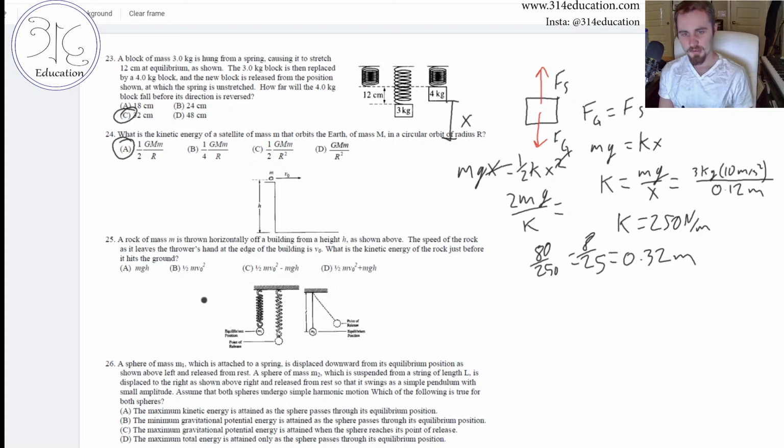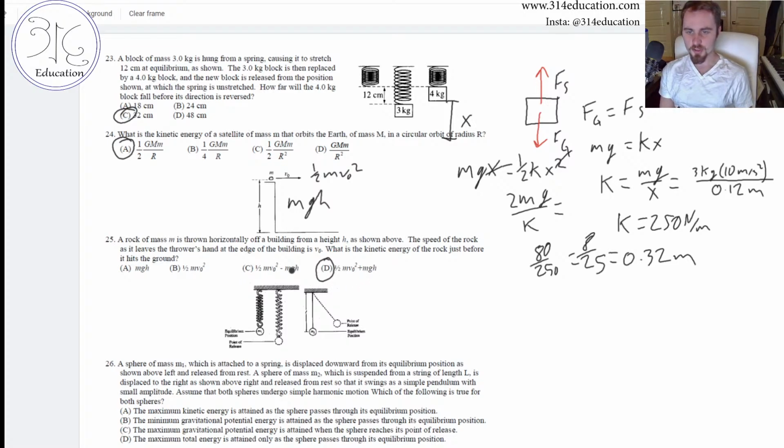So 25, we've got a rock of mass m thrown horizontally off of a building from a height h, as shown above. The speed of the rock as it leaves the thrower's hand at the edge of the building is v naught. What's the kinetic energy of the rock right before it hits the ground? Well, we pick up the potential energy that we drop of mgh, but then we have the initial kinetic energy that we're adding to it of 1/2 mv naught squared. And so we combine these two, which would be addition. So we add these two terms together like that.